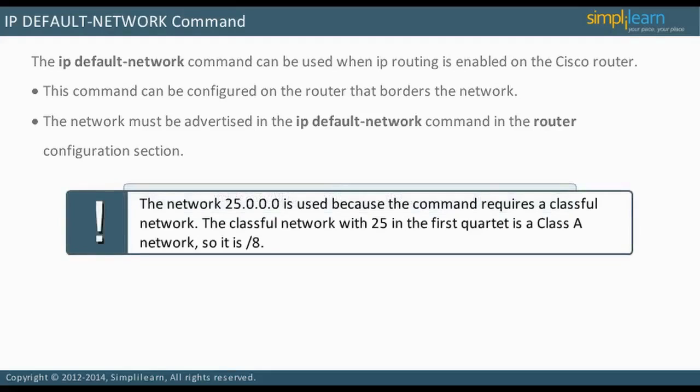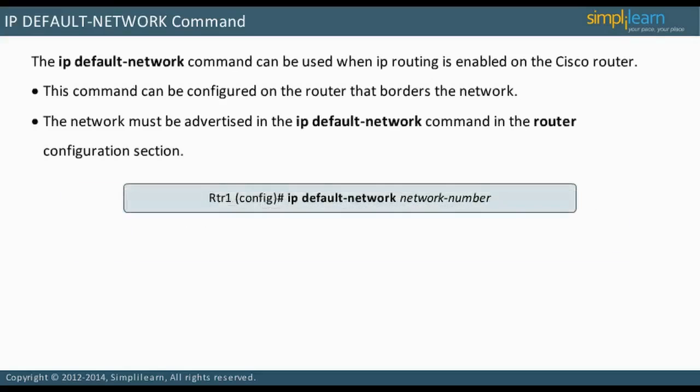The network 25.0.0.0 is used because the command requires a classful network. The classful network with 25 in the first quartet is a Class A network, so it is /8.